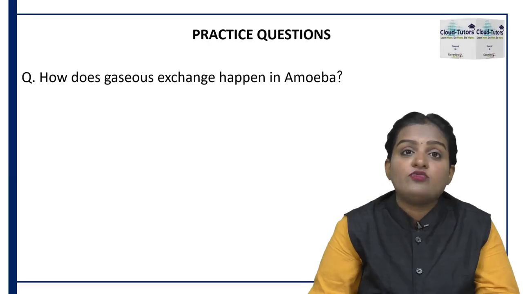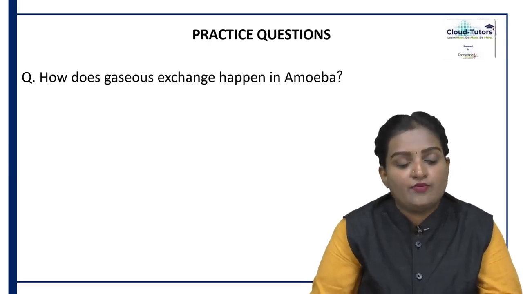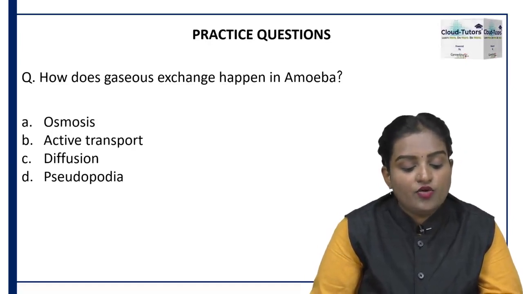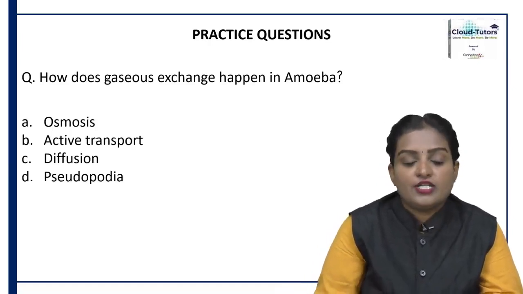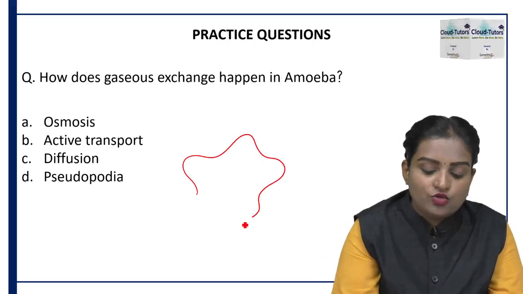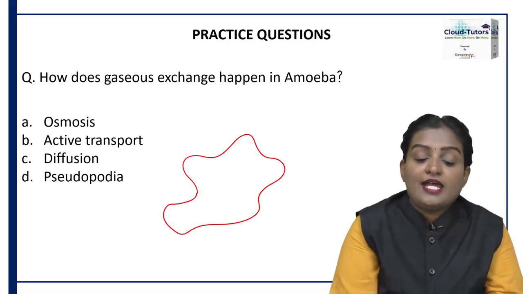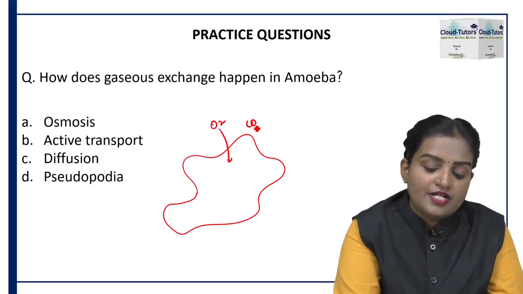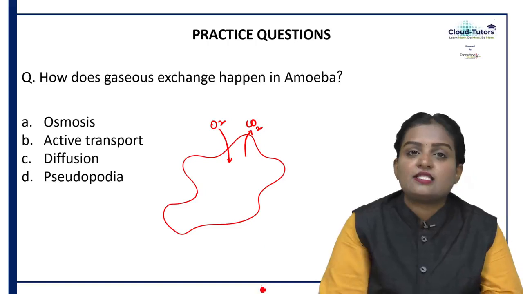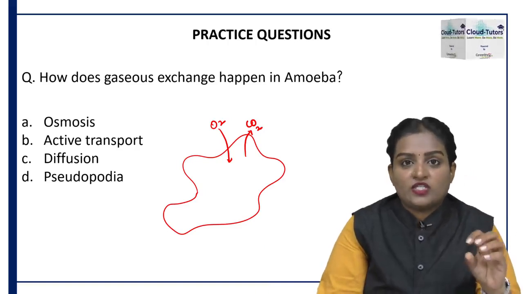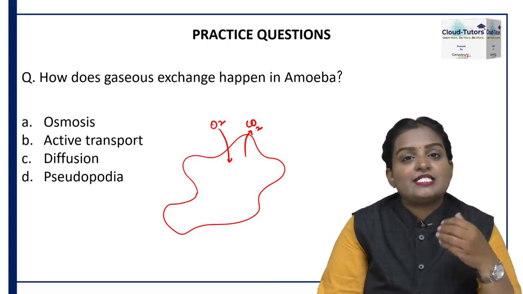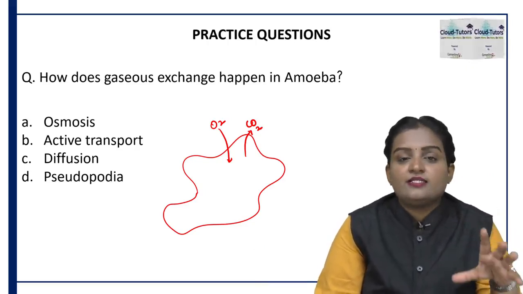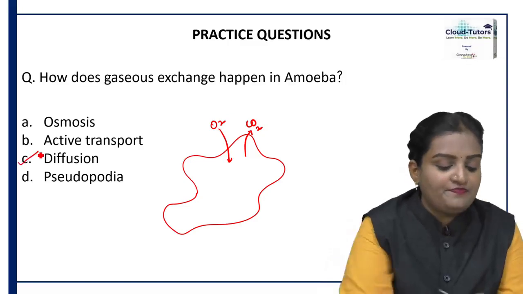Next question, how does gaseous exchange happen in amoeba? Options are osmosis, active transport, diffusion, pseudopodia. Amoeba we know is a unicellular organism, and the gaseous exchange, that is oxygen should get in and carbon dioxide should go out. This is a process of simple exchange because the body is in direct contact with the outer environment. So this is an example of diffusion.